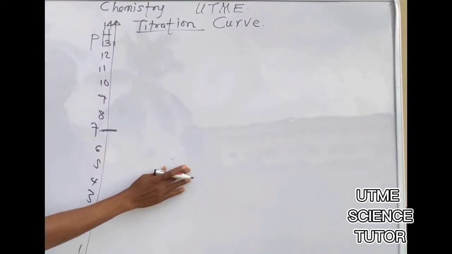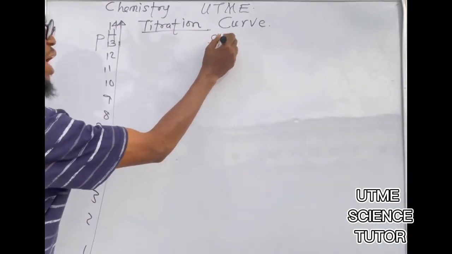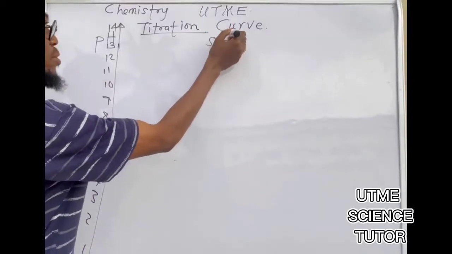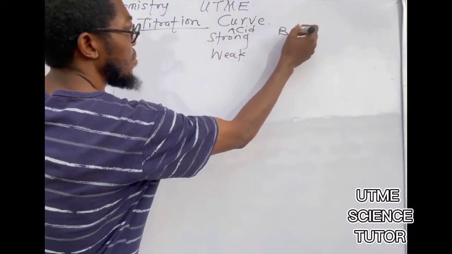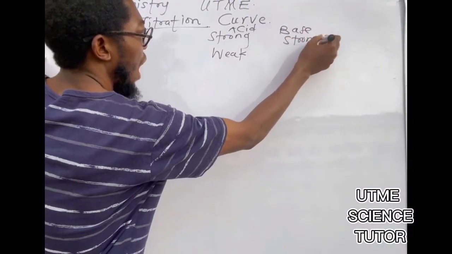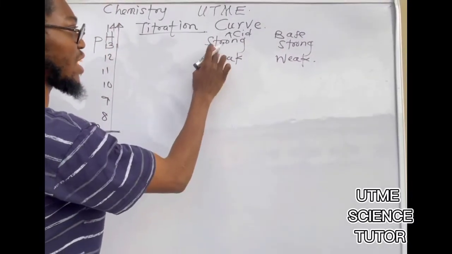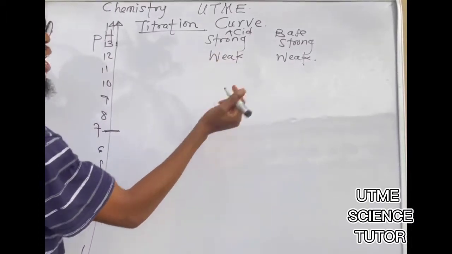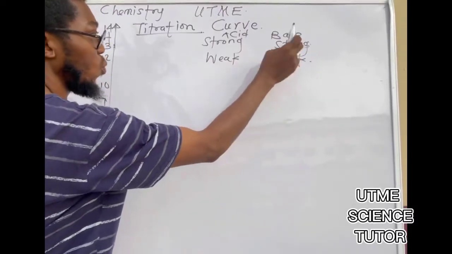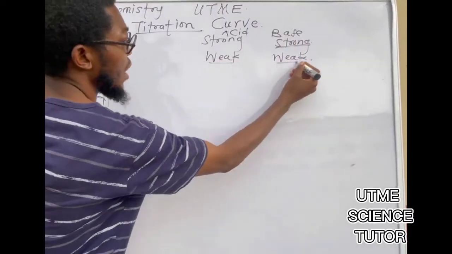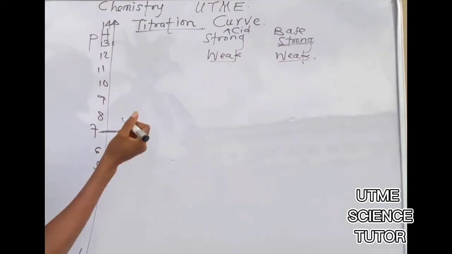What you need to take note of is this. If I want to do titration, my acid may be a strong acid, and my acid may be a weak acid. My base may also be a strong base, and my base may also be a weak base. What do I mean by a strong acid? A strong acid is an acid that ionizes completely when dissolved in water, while a strong base is also a base that ionizes completely when dissolved in water. But when we say weak, they don't ionize completely, they only ionize partially when we dissolve them in water.